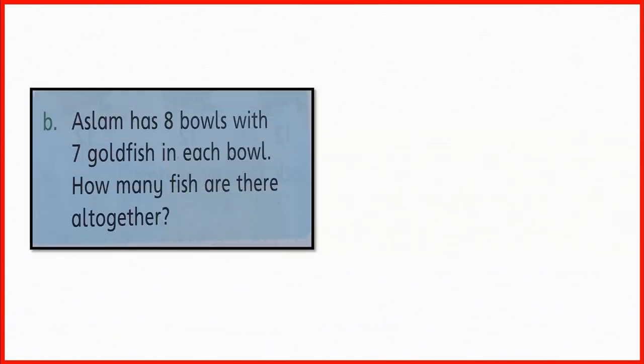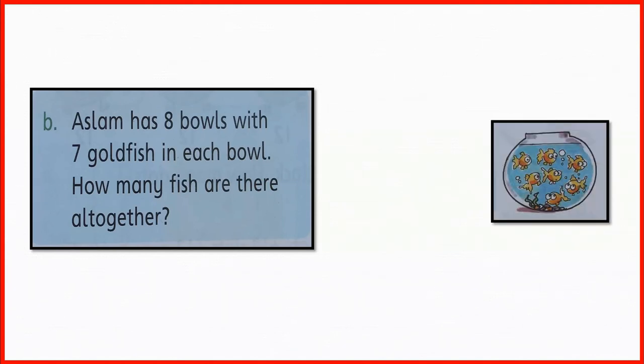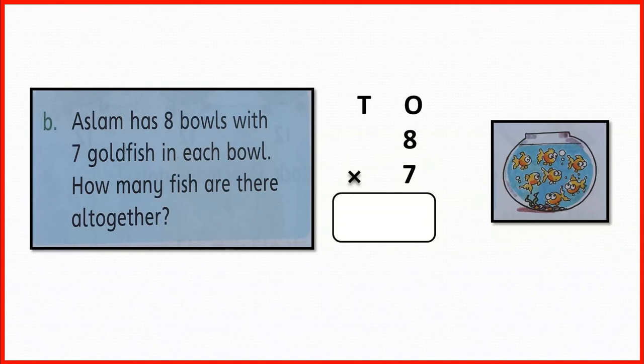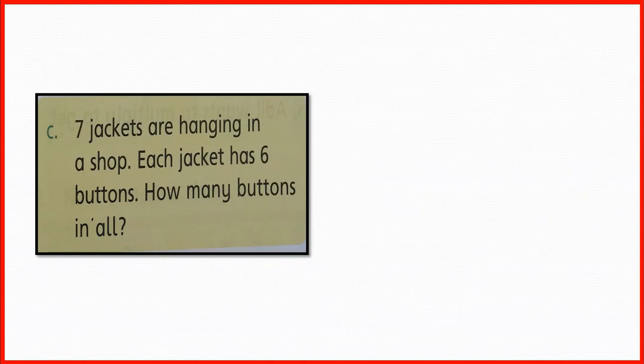The next one is, Aslam has 8 bowls with 7 goldfish in each bowl. So how many are there altogether? Let's find. 8 bowls with 7 goldfish. So how many altogether? 7 8s are 56. 56 means 5 10s, 6 1s. So we write 6 in 1's column and write 5 in 10's column. That means there are 56 fishes altogether.